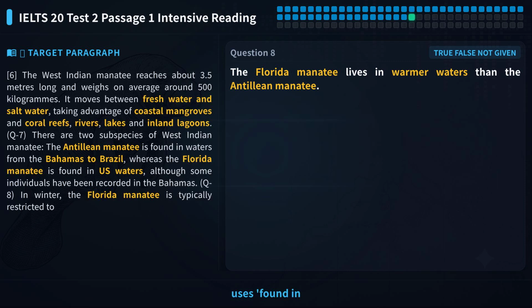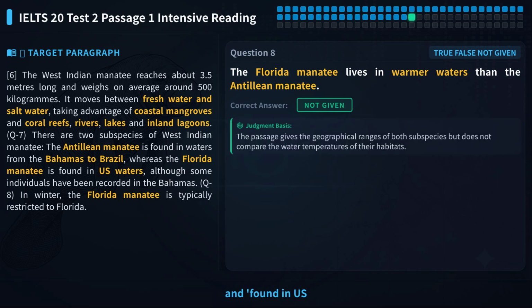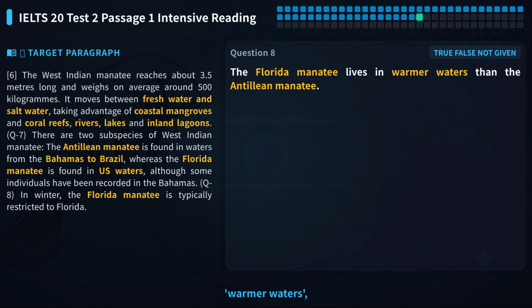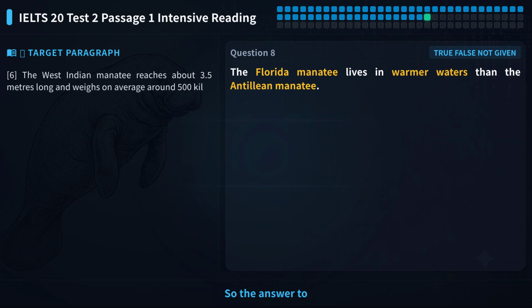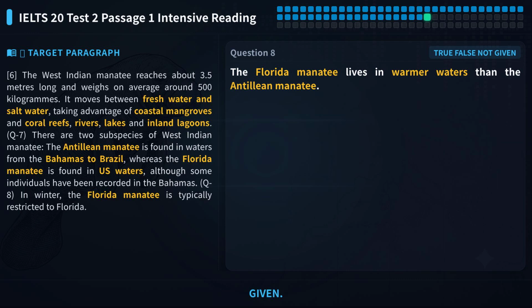The original text uses found in waters from the Bahamas to Brazil and found in U.S. waters. It only gives locations, no temperature comparison. The statement says warmer waters, but the text only gives locations. There is no temperature data to support or contradict this comparison. This is making something out of nothing, a missing concept. So the answer to question 8 is not given.